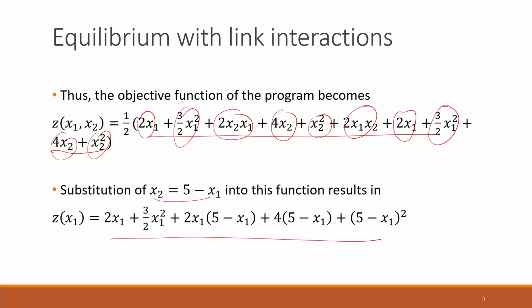And then we can substitute that x2 is equal to 5 minus x1. This is the first term where you have x2 from the left, so we put 5 minus x1 here. Then this is the second term where we have x2, so we put 5 minus x1 here, and then this is that term where we again put x2 equal to 5 minus x1.